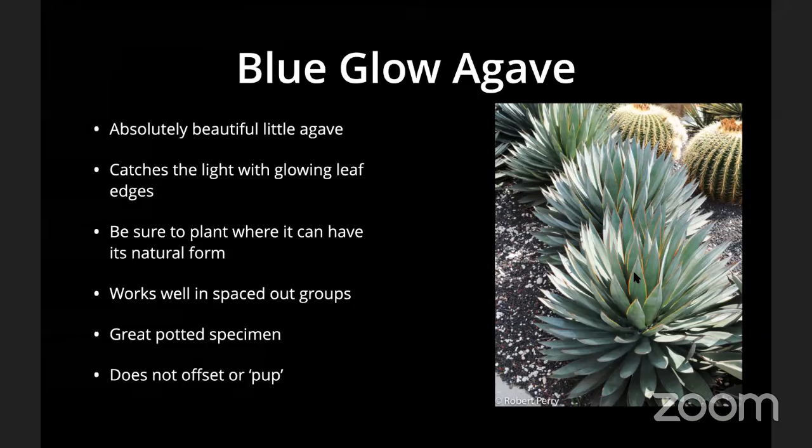Be sure to plant it where it can have its natural form. So you can see I wouldn't put them any closer than these are. I'd actually like to space them apart a little bit more to really enjoy that, but it works well either as a single specimen or in groups. And this one works great as a potted specimen as well, because it doesn't form clumps, which is sometimes called offsetting or forming pups. It will stay this completely singular, perfectly shaped rosette. So that's blue glow agave.